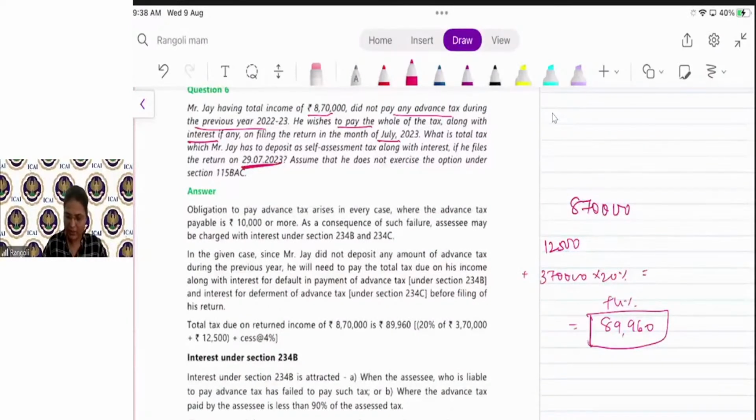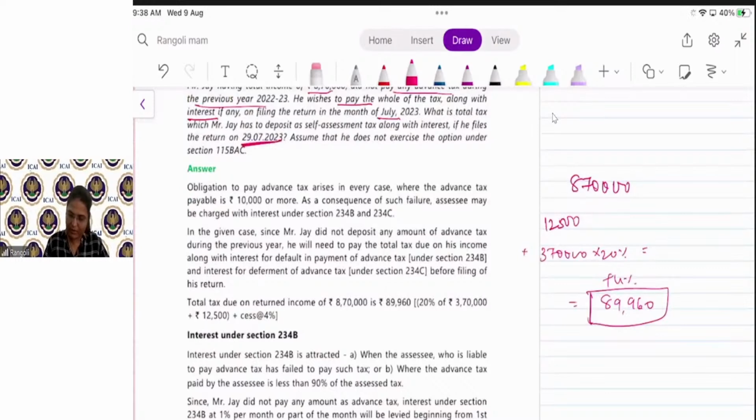So we need to calculate interest under section 234B on 89,900, ignoring fraction. 89,900 into 1% into April, May, June, July, because on 29/7 while filing return he paid taxes, 4 months, right? So 3,596 interest is required to be paid under section 234B.